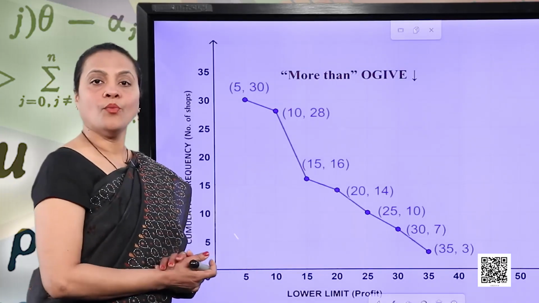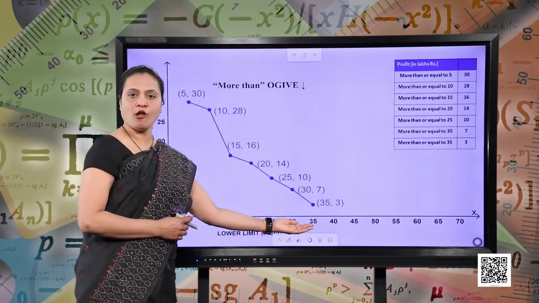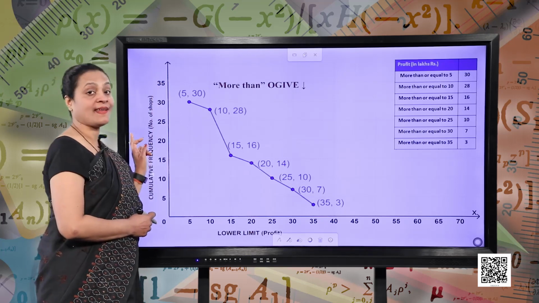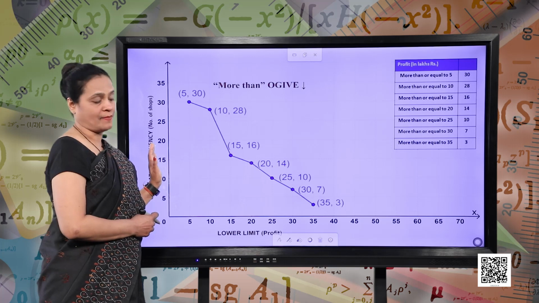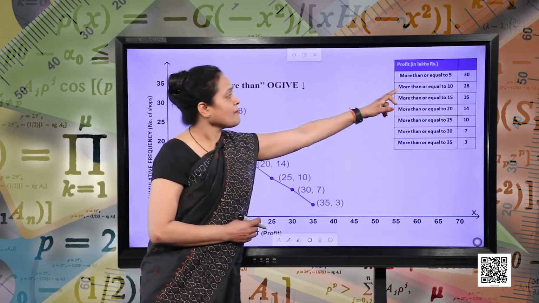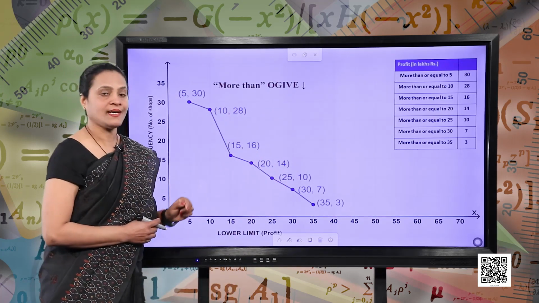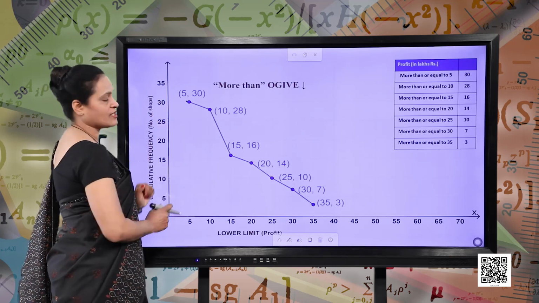To plot the more than type ogive, we will take profit along the x-axis and cumulative frequency, which is the number of shops in this case, along the y-axis. So, here you can take the first point taking 5 on the x-axis and 30 on the y-axis. So, you get your first point.